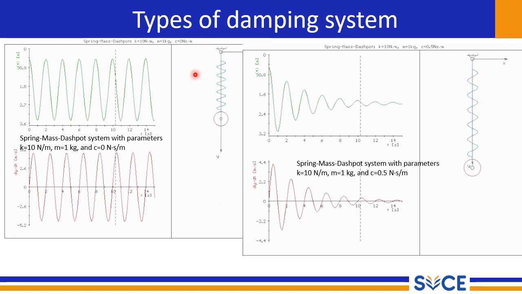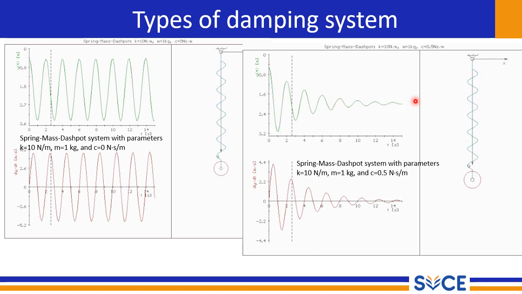Now let's shift to the second scenario on the right. Here we have the same spring and mass, but the damping coefficient value is 0.5 Newton second per meter. Observe the change in the graph for displacement and velocity. The introduction of damping causes the oscillation to decrease gradually over time.